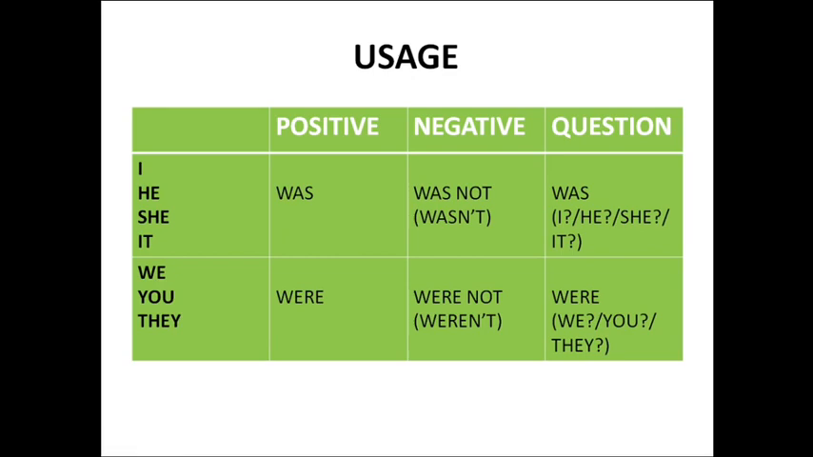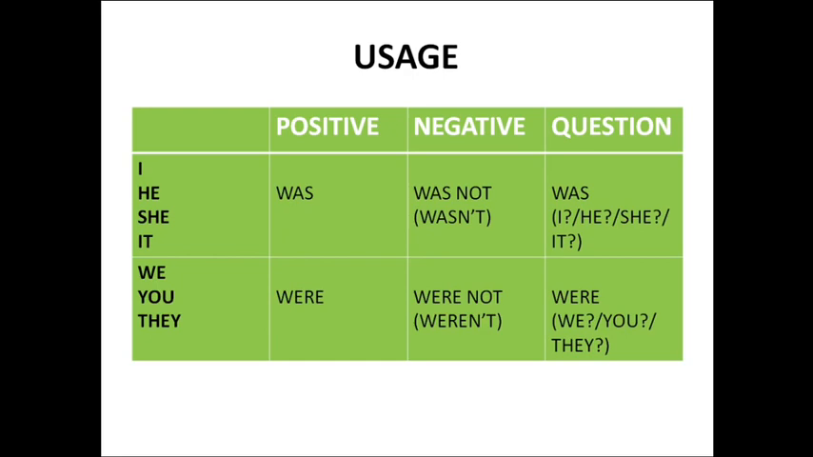Was should be used with I, he, she, and it. In a positive sentence, you can say, I was happy. She was sad. In a negative sentence, was not or wasn't should be used. So you can say, I wasn't happy. He wasn't sad. And when you want to ask questions, you can say, was I, was he, was she, was it. So remember that was should be used with I, he, she, and it.